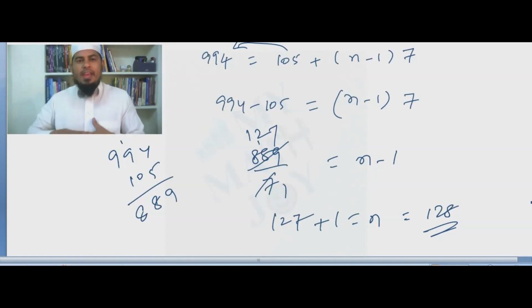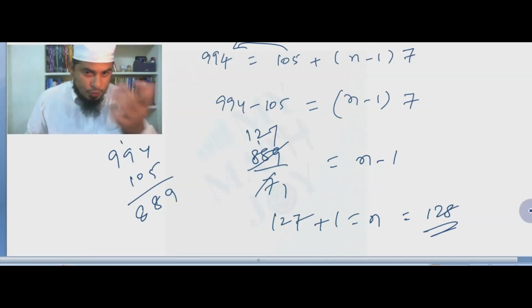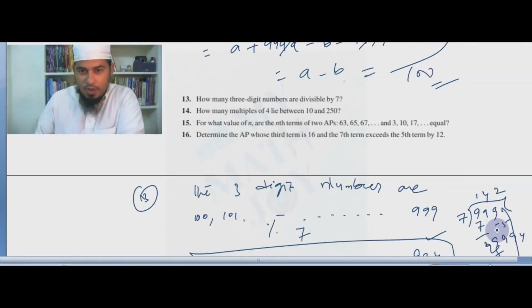So in this way many questions can be asked. How many 4-digit numbers are divisible by 13, how many 3-digit numbers are divisible by 15. In this way you can make many questions of your own and check it out. So it was interesting. Let's move on to the next question.